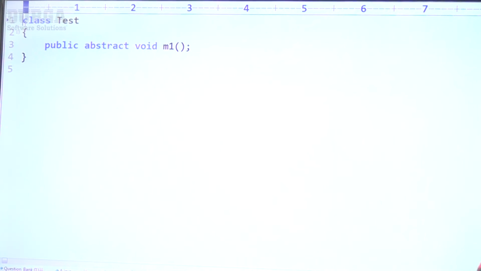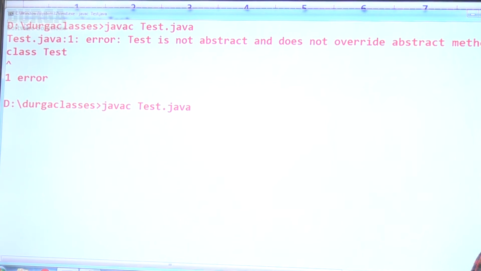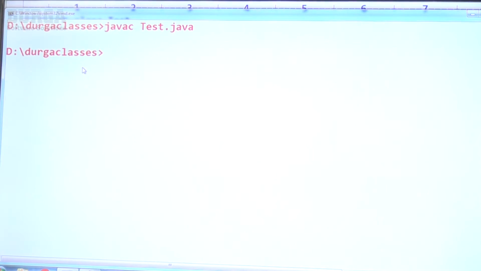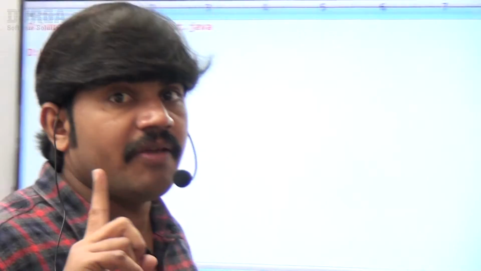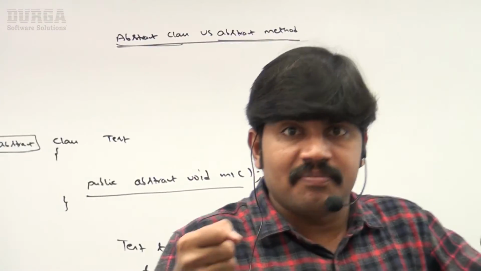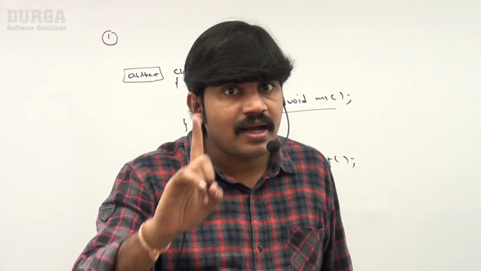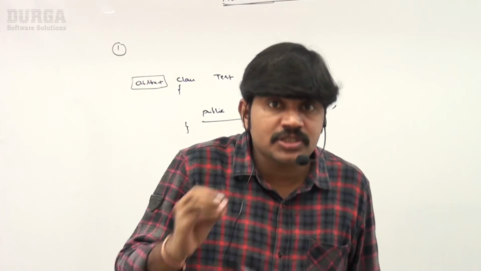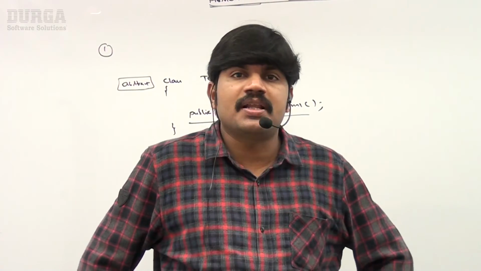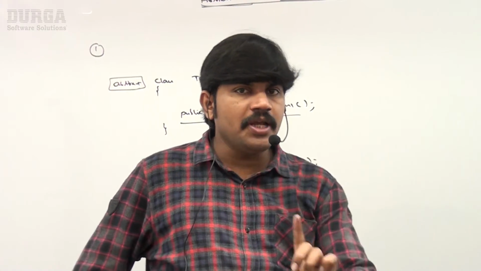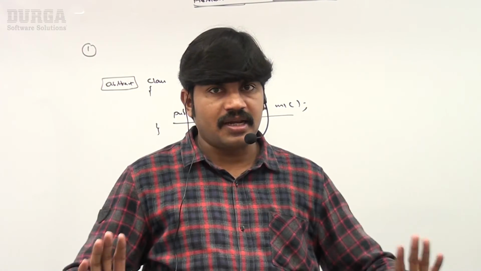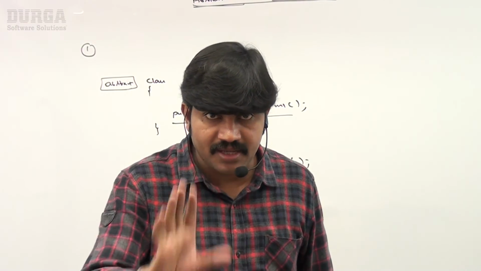But if I declare the class as abstract, then happily the code compiles fine. There is no problem at all. So a very, very important point, the mantra about abstract class and abstract method: if a class contains at least one abstract method, compulsory the class should be declared as abstract. Clear, right? Otherwise compile time error.